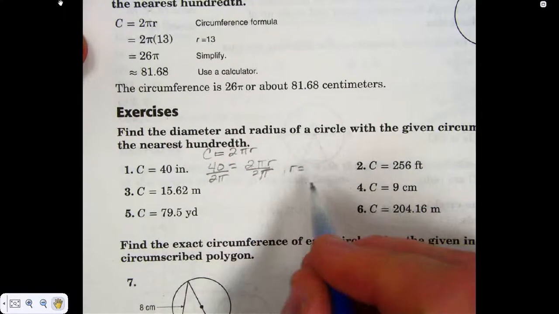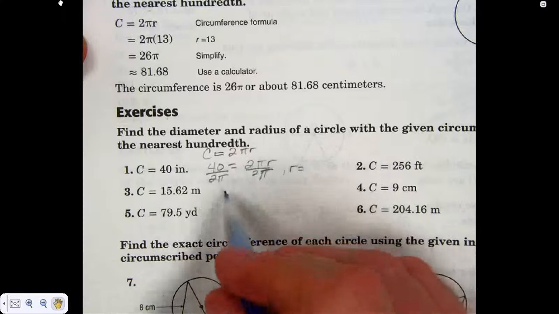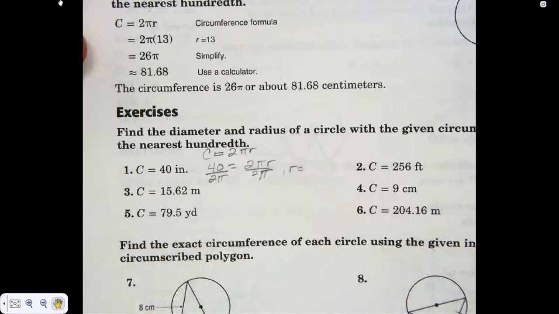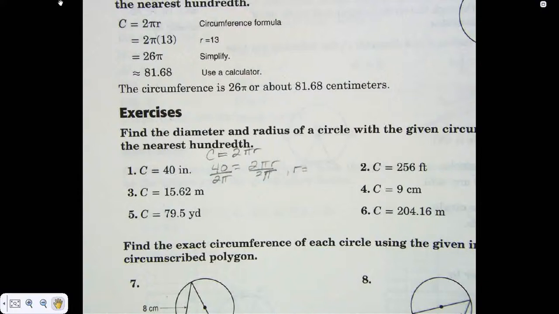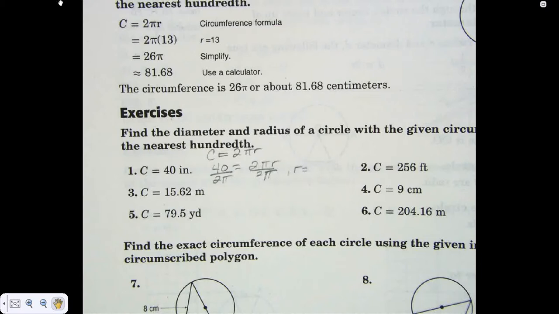What would your radius be equal to? Go 40 divided by 2 divided by pi, and use the pi button in your calculator. Always use the pi button in your calculator unless a problem asks you to use 3.14. Don't just type 3.14 in. You guys hearing me on this? This is very important.